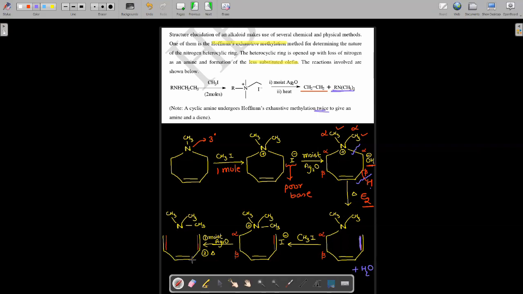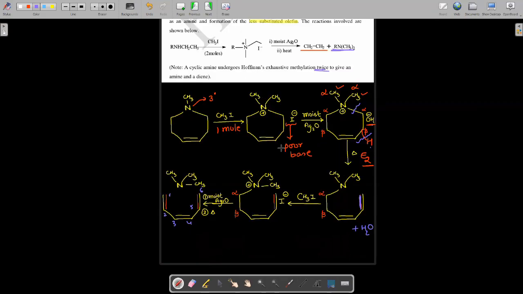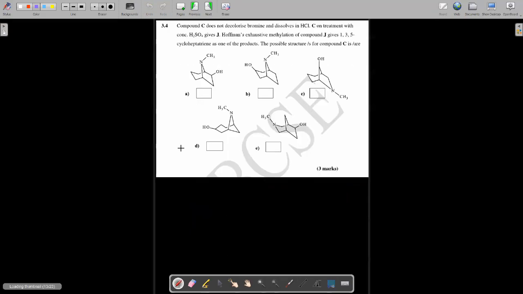I got a conjugated system. 1, 2, 3, 4, 5, 6. 1,3,5-hexatriene. So on this particular process, they are asking the question. Let's read what they are asking.